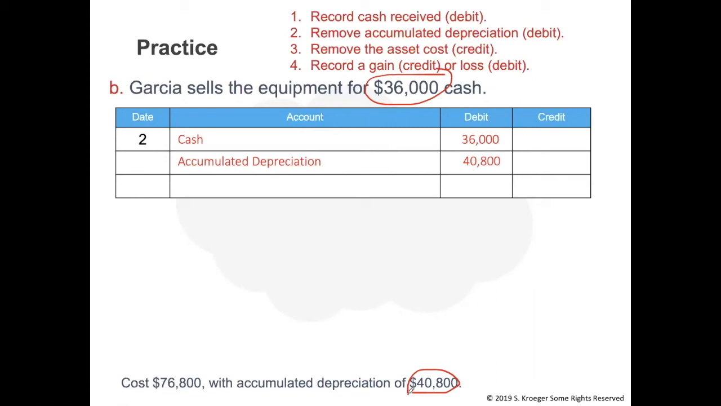Step 3, remove the asset cost. The asset had cost us $76,800. We will do a credit for that. The fourth step would be to record the gain or loss. Add up your debits and add up your credits. When you add up your debits, we get 76,800. When we look at our credits, it's also 76,800. Therefore, they already equal. There is no gain or loss. We sold the asset for exactly what it's worth to us on our books.